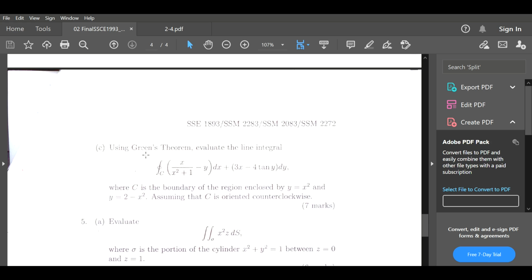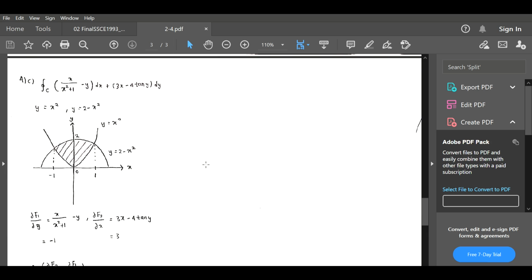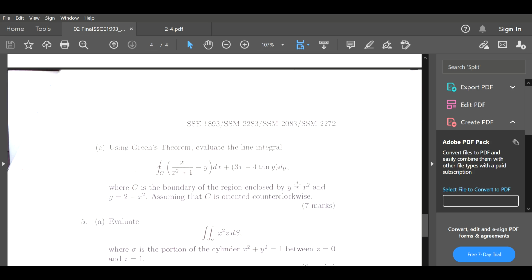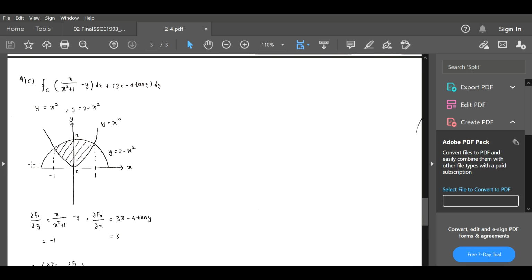C is using Green's theorem. Okay, we need to evaluate this line integral, assuming that C is oriented counterclockwise, which means it is positive. From the equations y equals x squared and y equals 2 minus x squared, we need to draw the graph first. So this is the graph that we get. So the intersection is here.